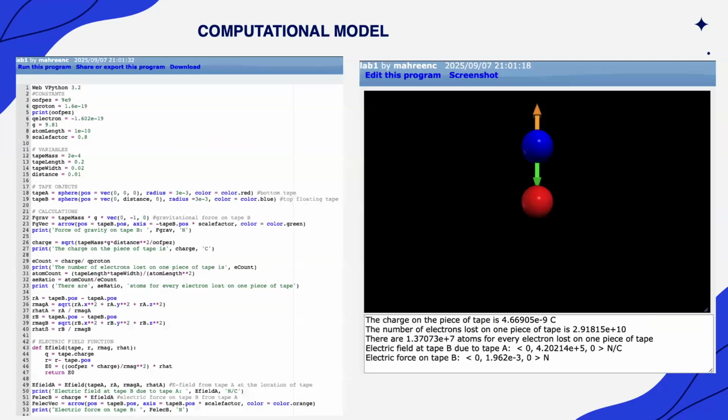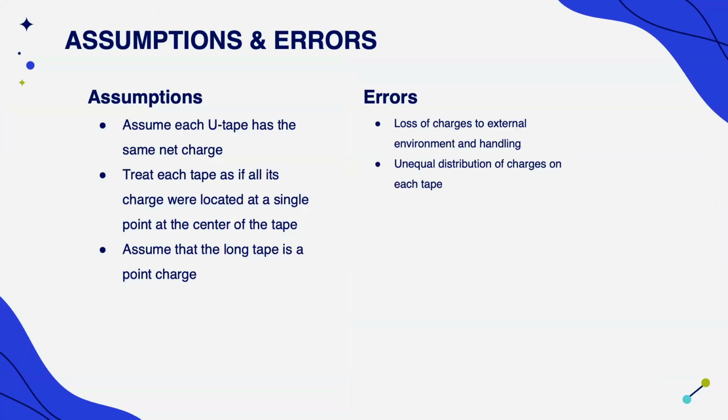Here is the computational model in GlowScript that serves as an ideal representation of the experimental procedure that just occurred. You can see that the charge of the piece of tape and the ratio were able to be accurately calculated in our model. We had to make a few assumptions to make the computation more bearable, and this included assuming that the tapes had the same net charge. It also assumed that the charge of each piece of tape was located at a single point in the center, and that the long piece of tape could be treated as a point charge. But we know that these assumptions would of course cause some errors throughout the actual experimentation, because there's going to be an unequal distribution of charges on each tape, as well as a loss of charge due to handling or just the external environment.